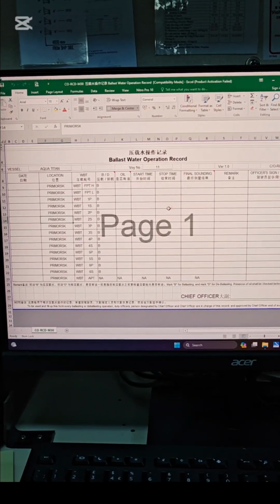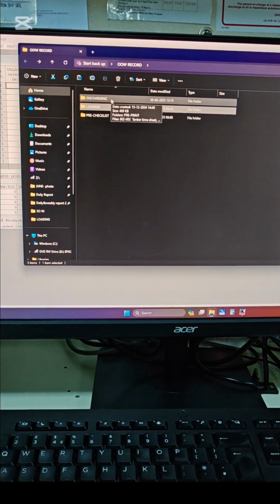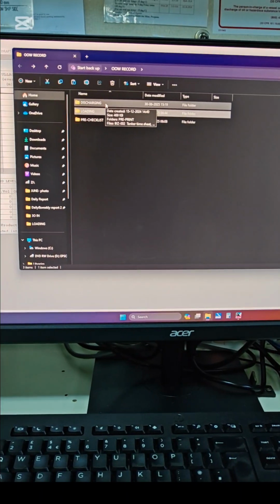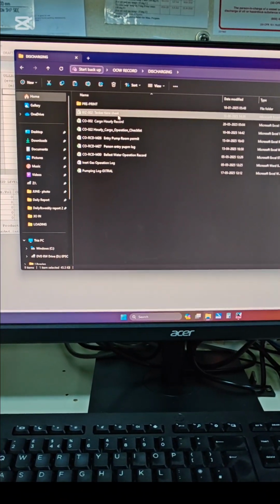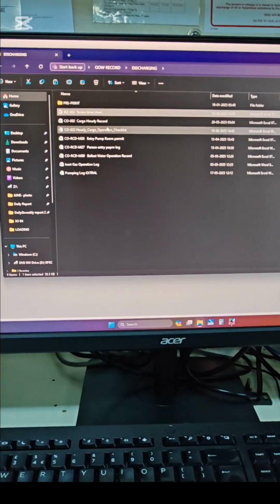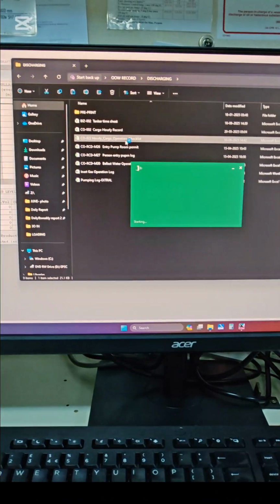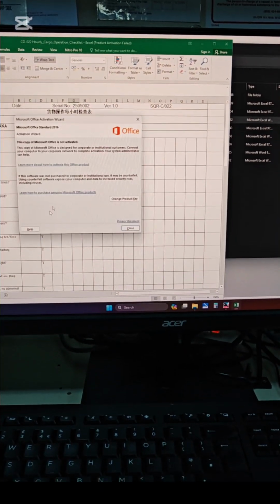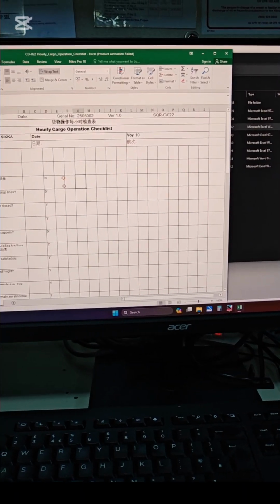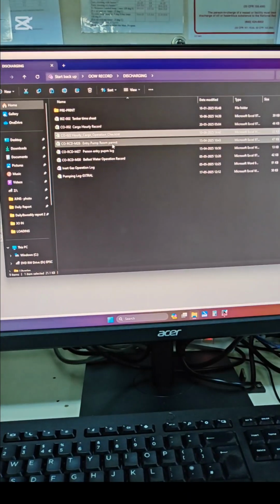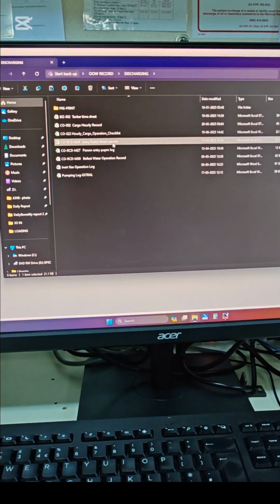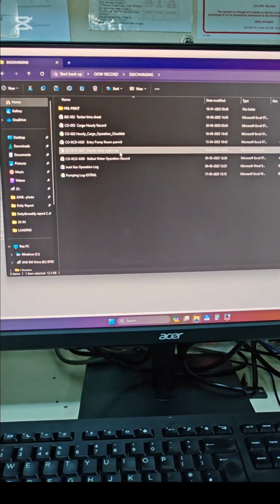And guys, for the discharging time, it is the same. This hourly record is the same, the tanker timing sheet is the same, and the hourly cargo operation checklist you also have to maintain, guys. This hourly cargo operation checklist we maintain. Also, guys, pump room entry permit we maintain, pump room entry log we maintain.